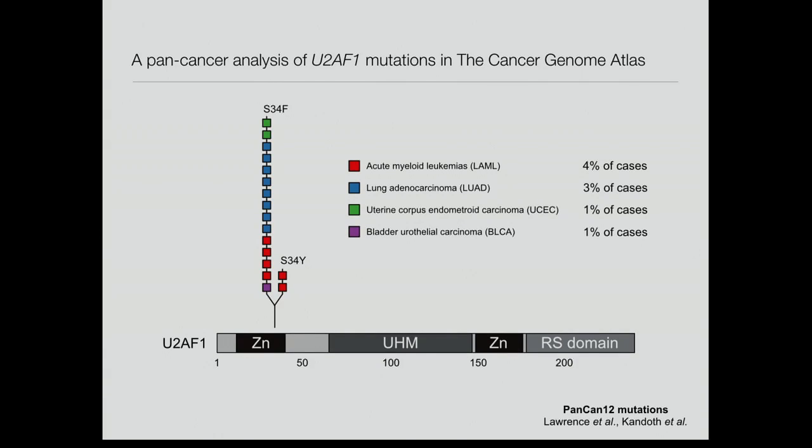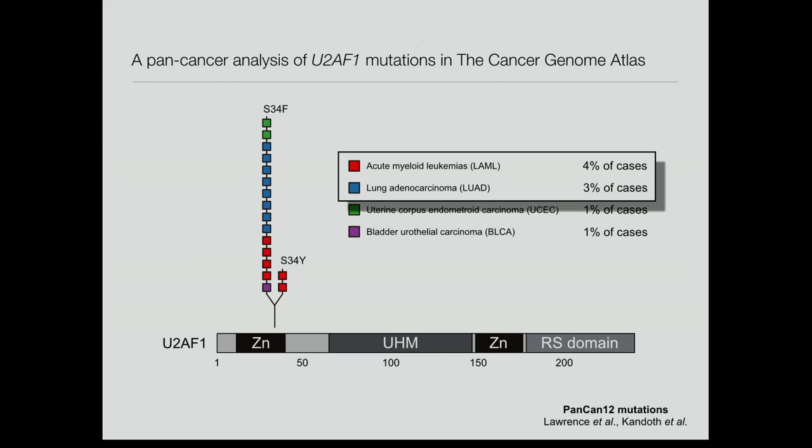So the first gene that we looked at was U2AF1. What I'm showing are just hotspot mutations in U2AF1. There were additional mutations found across other portions of the protein, but this S34 position is the most frequently mutated position in U2AF1. And what we also saw by looking across all the TCGA tumors was that this U2AF1 gene was most frequently mutated in AML and lung adenocarcinoma, and so those were the two tumor types that we followed up on.